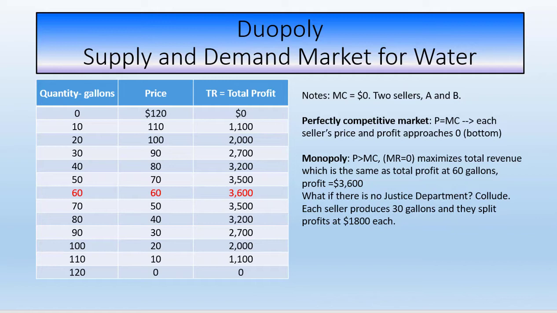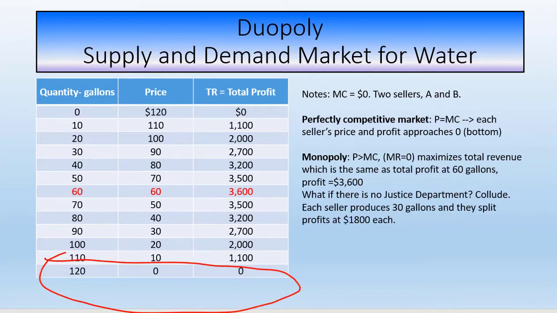If we were in a perfectly competitive market, remember, price equals marginal cost. And so what would happen is price would start to approach 0, right? You'd be moving down into this area at the bottom of the schedule. So we are looking at a duopoly, but we're doing a thought experiment here and saying, well, what would perfect competition look like in this market? And that's where profits would approach 0 at the bottom of this table.